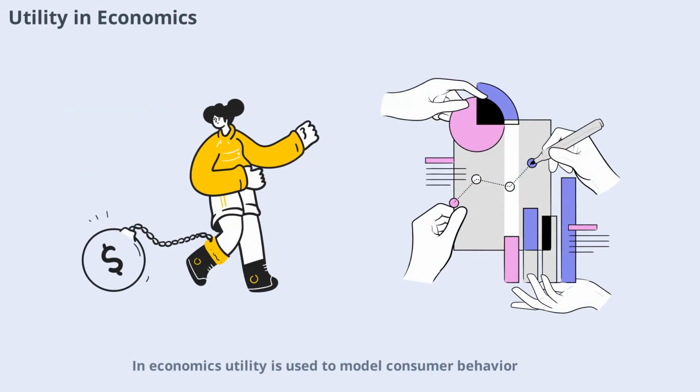In economics, utility is used to model consumer behavior. Economists assume that people make choices to maximize their utility, given their budget and available options. This idea forms the basis for many economic theories, including supply and demand, market equilibrium, and consumer choice. By understanding utility, economists can predict how changes in prices, income, or preferences will affect buying decisions and market trends.